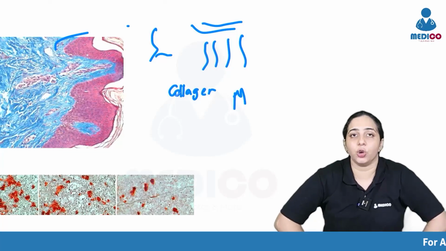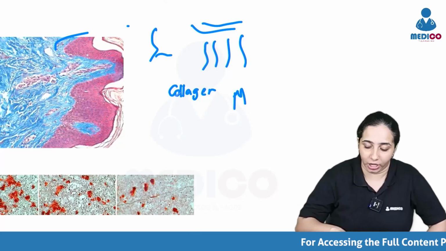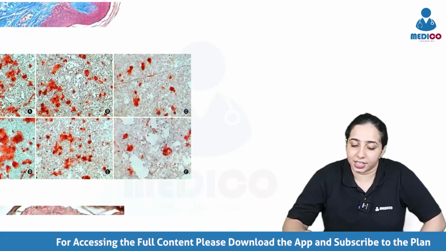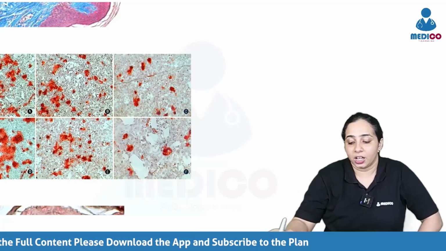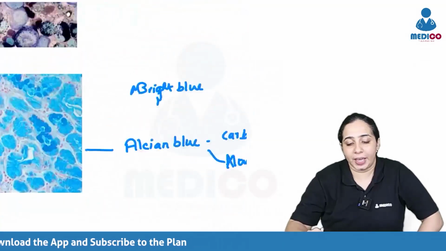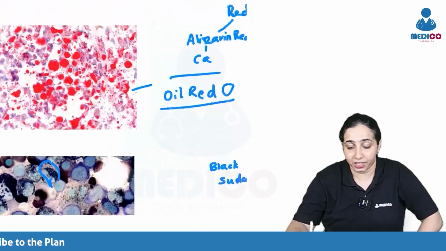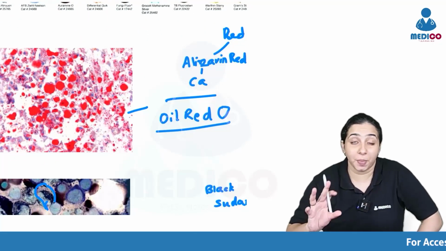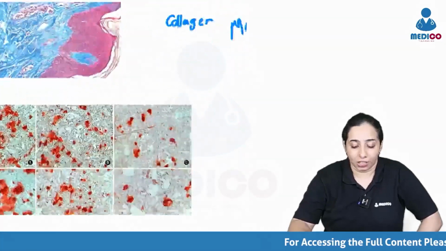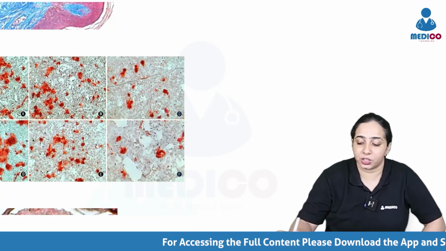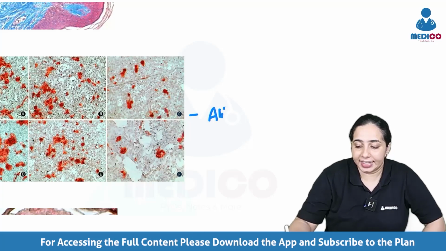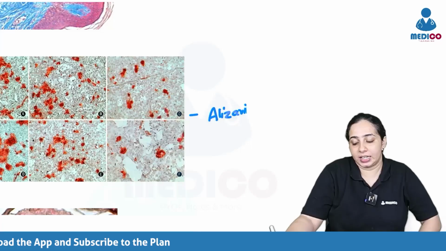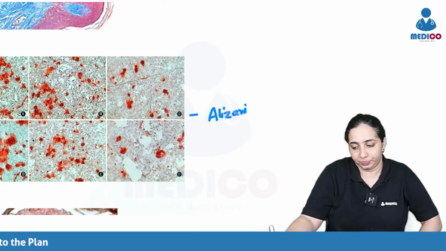So this Masson trichrome, this light blue color, is taken up by collagen. Now here again, this is some other substance which has taken red stain. When you compare this with the first stain, in the first image you have a big substance that has taken stain. On the other hand, here there is a small substance. So it is likely to be alizarin red, and the substance that has been stained is likely to be calcium.